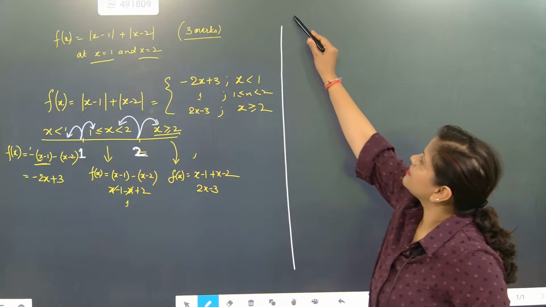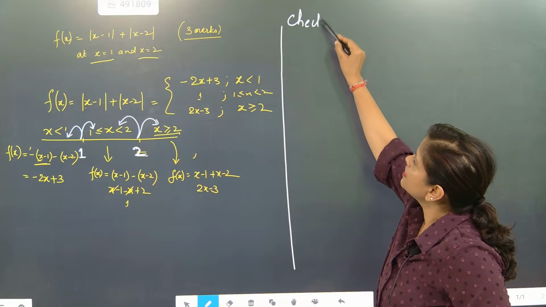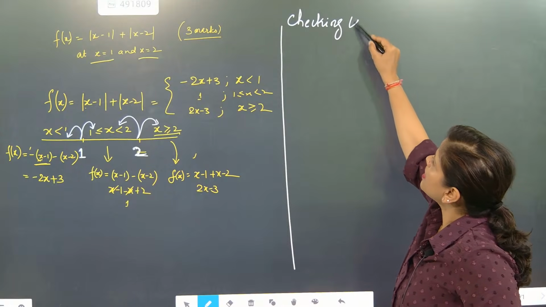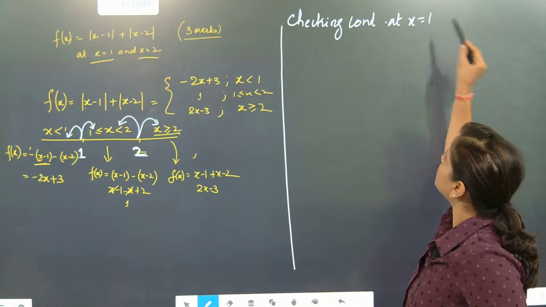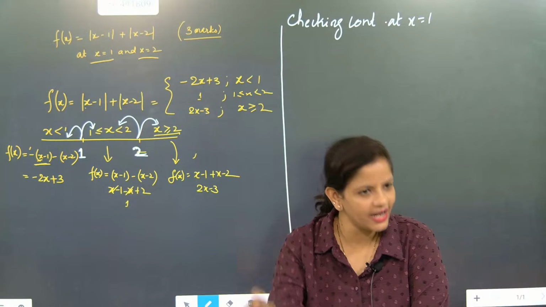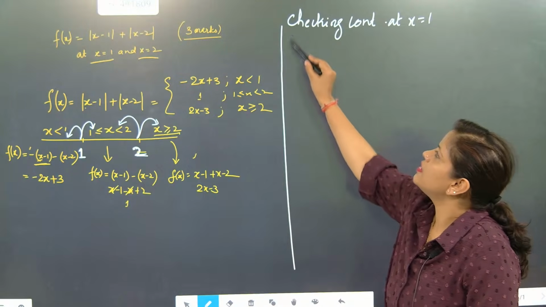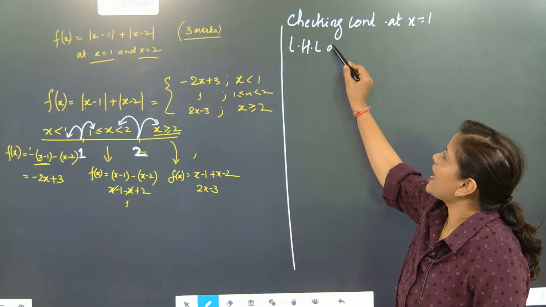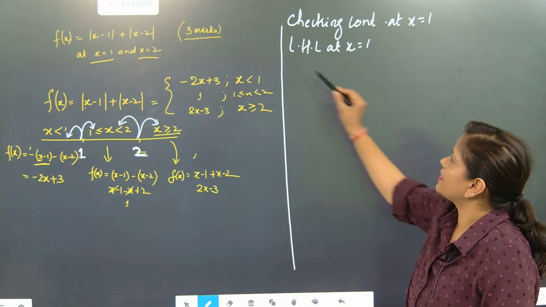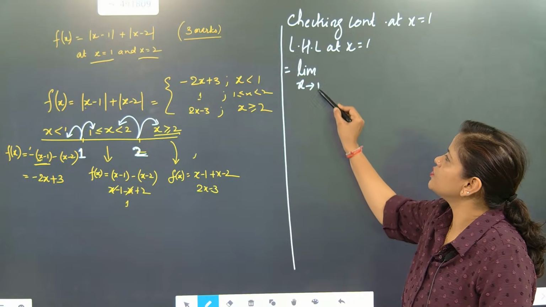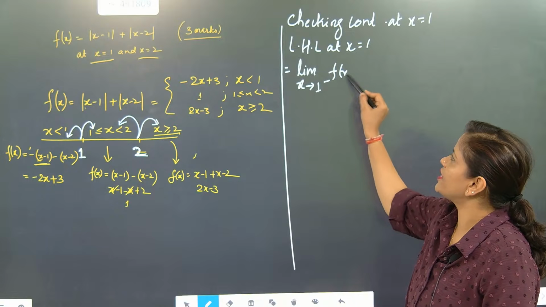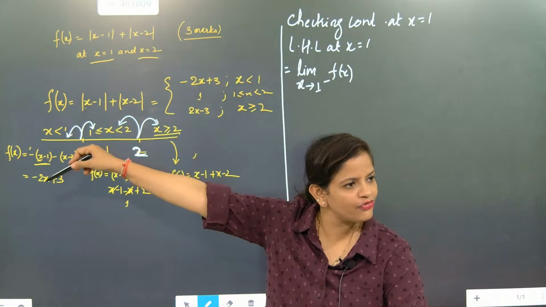So just write checking continuity at x equal to 1. For that we need RHL and LHL. So what will we do? LHL at x equal to 1. What are we going to write? Limit x tends to 1 minus f of x, because we will go left of 1.